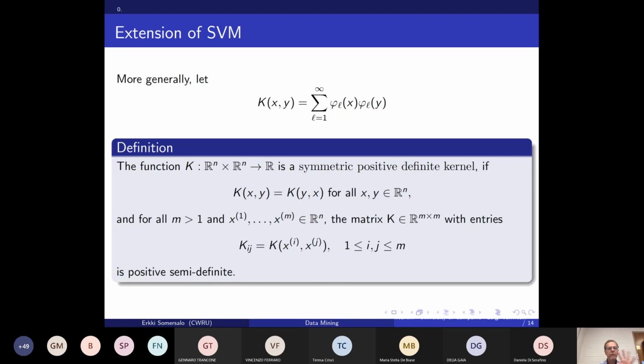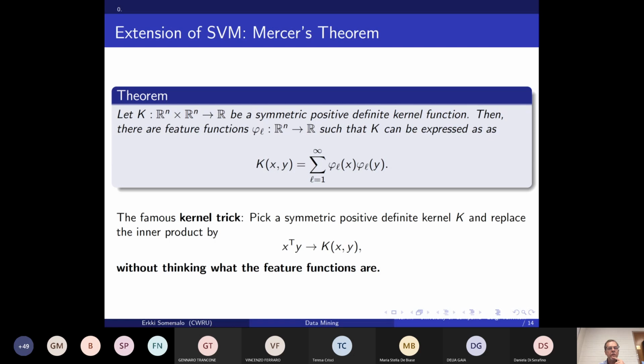Now, what if you give me a kernel function? Do I always find feature vectors? Turns out that yes, you can do that. There is a famous theorem called Mercer's theorem, and here is one version of Mercer's theorem which says the following. Suppose you give me a symmetric positive definite kernel function. Then there are feature vectors phi L, an infinite amount of feature vectors, so that this kernel function can be expressed as an infinite sum of these symmetric products of the feature vectors.